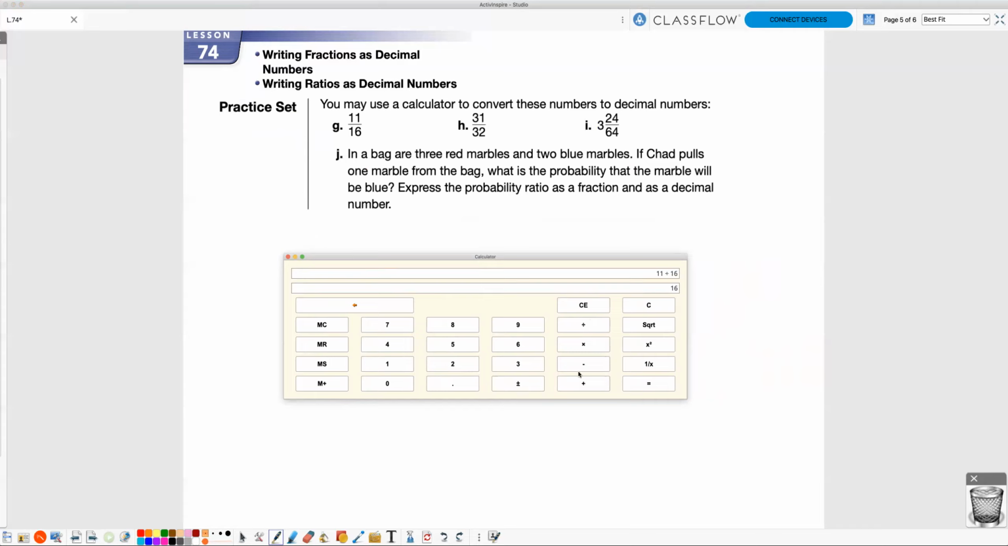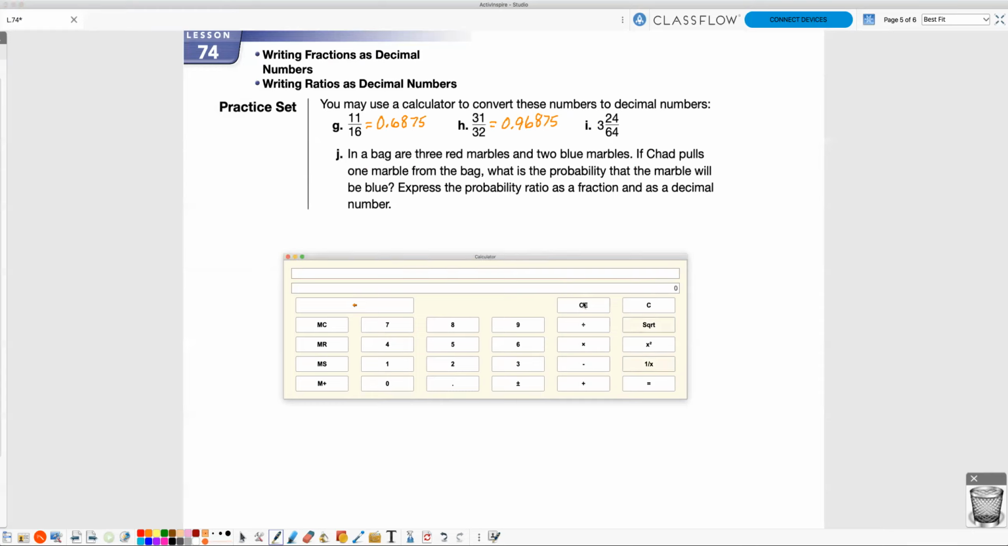11 divided by 16 equals, this would be the same as 6,875 ten-thousandths. Now do 31 32nds. I'm going to clear it out. 31 divided by 32 equals, in this case, it would be 96,875, and that would be 100 thousandths place for that one.